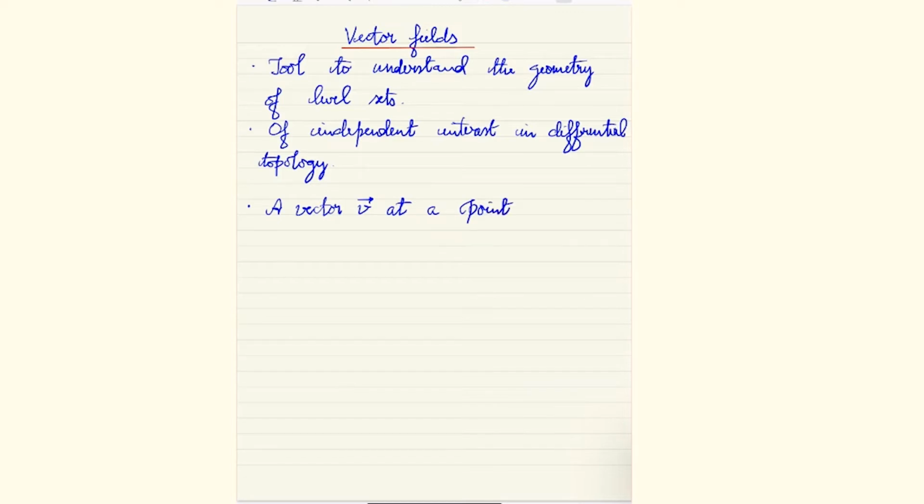A vector at a point in R^(n+1) is a pair: a point together with an element of R^(n+1). So the viewpoint here is that we view v as somehow being attached to the point p. So how do we think of this?